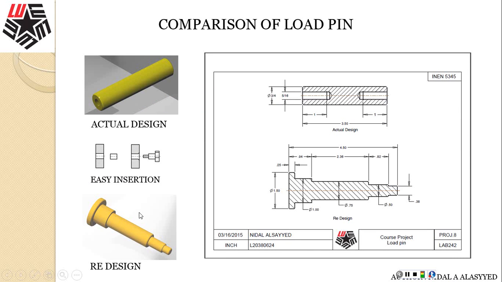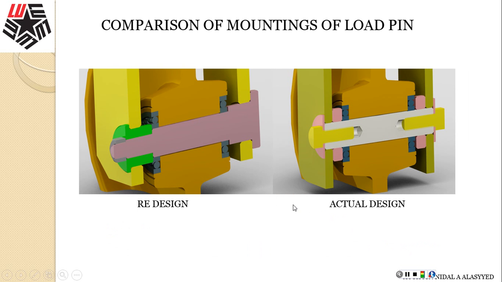The pin shows why I have chosen my load pin to be this shape compared to this, which can be much easier in assembly, also compared to this one. That's also shown in the drawing, another clearer picture that shows the mounting of the load pin. On the left-hand side is the redesign; these are cross sections using CREO. That shows you my existing situation right now, the actual design, compared to the redesign. You see the shape.